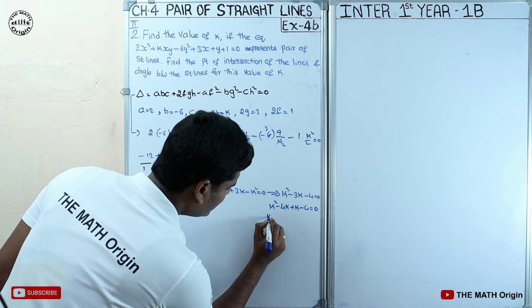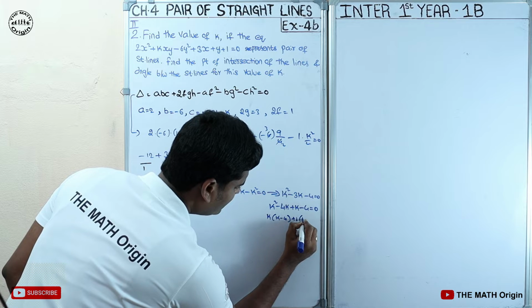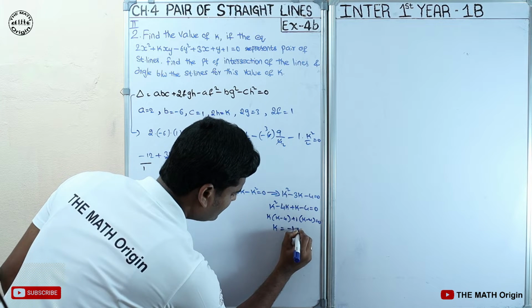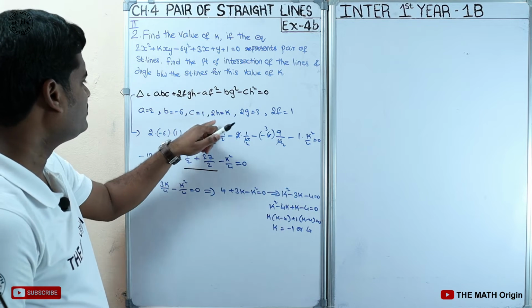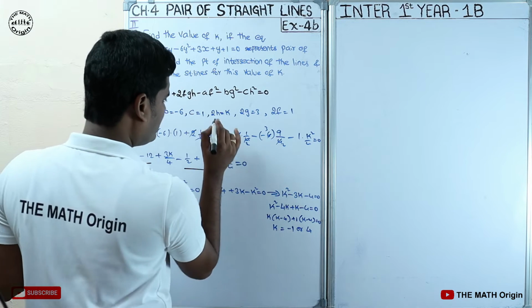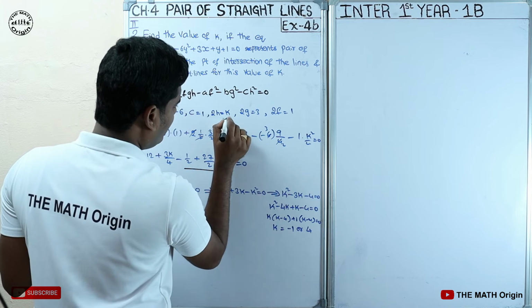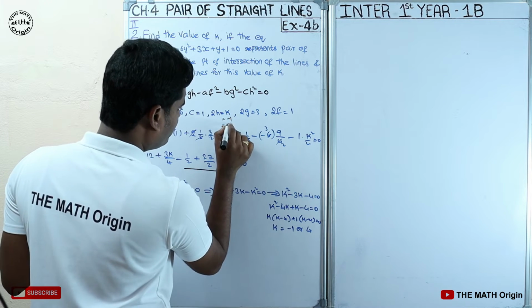So from this, if I take k common, it is k minus 4, and here, if I take 1 common, it is k minus 4 equals 0. Therefore k is equal to -1 or 4. Now we will get k value as 2, either k is equal to -1 or k is equal to 4.